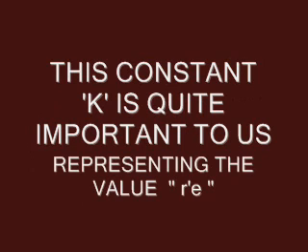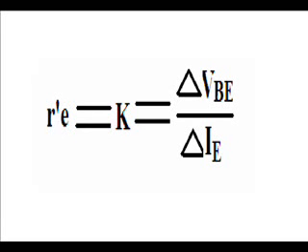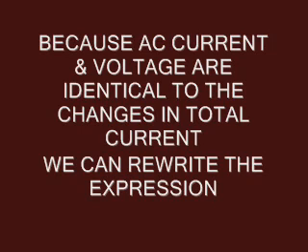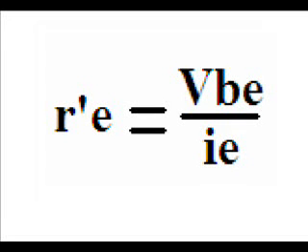This constant K is quite important to us, representing the value r'e, where r'e is equal to K, which is equal to delta VBE over delta IE. Because AC current and voltage are identical to the changes in total current, we can rewrite the expression as r'e is equal to vbe over ie.